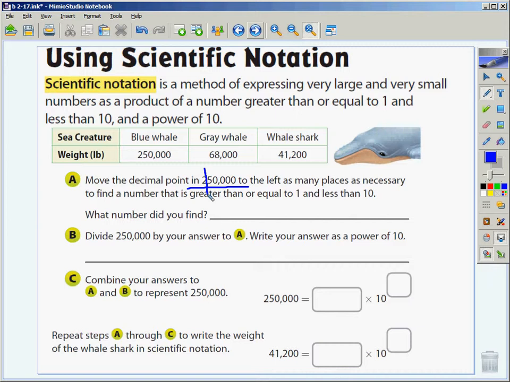Okay? Now, with that being said, it says, what number did we find? We found what? 2.5. Okay. It says divide 250,000 by your answer. So go ahead, get a calculator out. Don't you dare say it, Dylan. It says, but write your answer as a power of what?